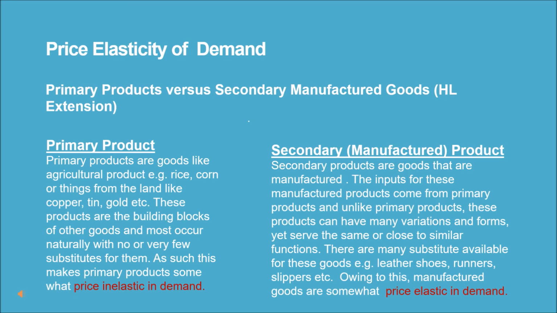Secondary, manufactured, product. Secondary products are goods that are manufactured. The inputs for these manufactured products come from primary products, and unlike primary products, these products can have many variations and forms, yet serve the same or similar functions. There are many substitutes available for these goods, for example leather shoes, runners, slippers. Owing to this, manufactured goods are somewhat price elastic in demand.